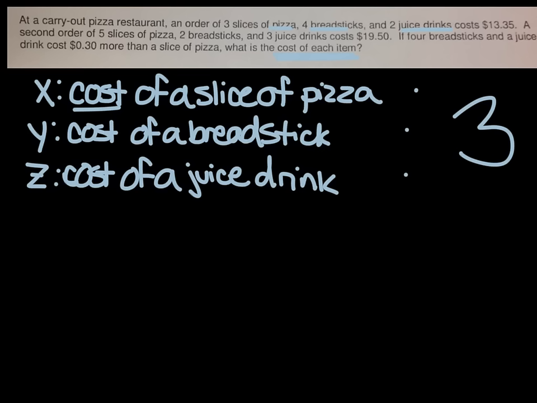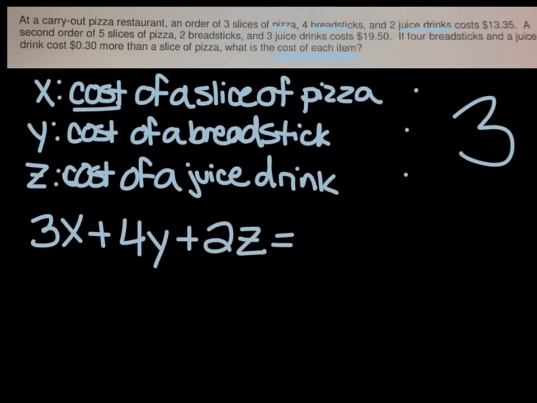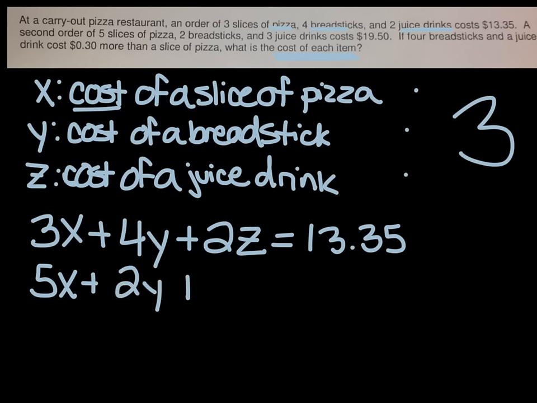It says an order of 3 slices of pizza, 4 breadsticks, and 2 juice drinks cost $13.35. So if we take 3 and multiply it by the cost of the pizza, plus 4 breadsticks times the cost of a breadstick, plus 2 juice drinks times the cost of a juice drink, then that's going to total up to $13.35. A second order is 5 slices of pizza, 5x, plus 2 breadsticks, 2y, plus 3 juice drinks, plus 3z, equals $19.50.